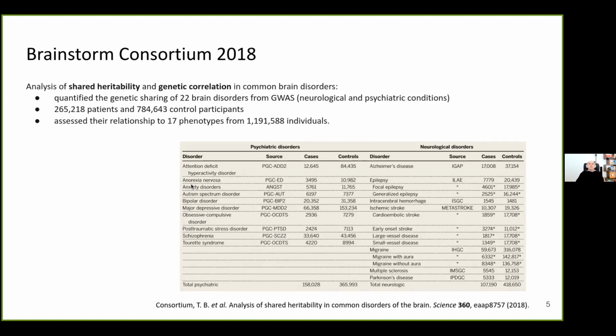In particular, I'm showing one example study from the Brainstorm Consortium in 2018, where they looked at the shared heritability and genetic correlation across psychiatric and neurological disorders. They looked at 22 different brain diseases from 265,000 patients and 784 control participants, and assessed the genetic correlation within each group, between them, and also between this participant across 17 different phenotypes.